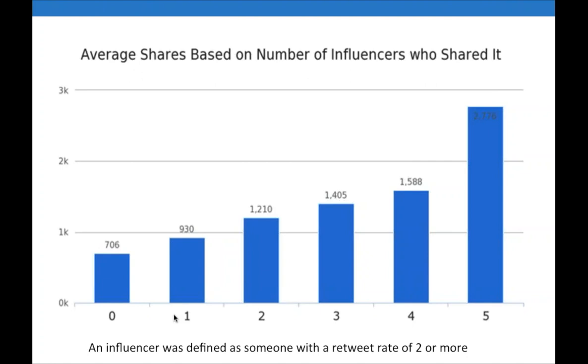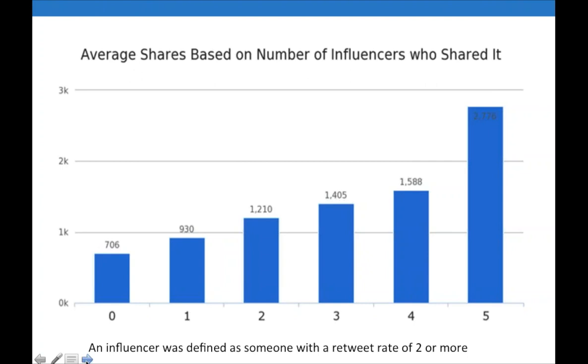And so for me, when I'm looking at any piece of amplification, I'm normally looking to try and get 5 influencers to share that piece of content. So that's 5 people with a retweet rate of more than 2. Because our evidence suggests that that helps me really amplify my piece of content. So I think it's a good target to set: can I get 5 people who've got an engaged audience that matter to me and my product and get them to share it?